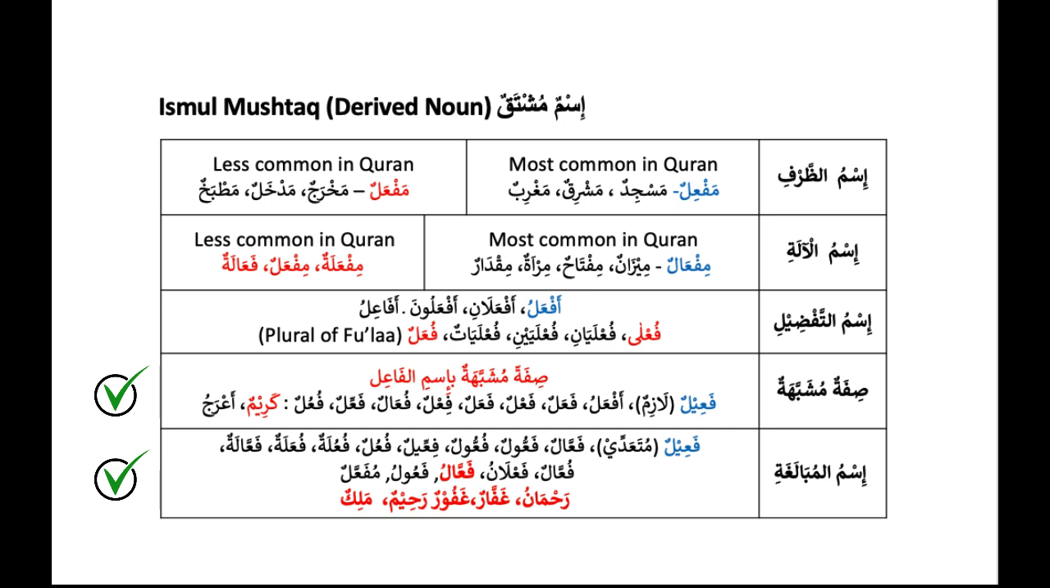Plus, grammatically, fa'ilun will be a lazim verb, meaning it will not have any maful. But fa'ilun in Ismul Mubalagha will be a muta'addi verb, which means it will have a maful within the sentence. Thank you for your attention, and personally I would request you to learn this whole derived noun properly, as it's going to make a huge difference in comprehending the Quranic verses using this part of the grammar, inshallah.